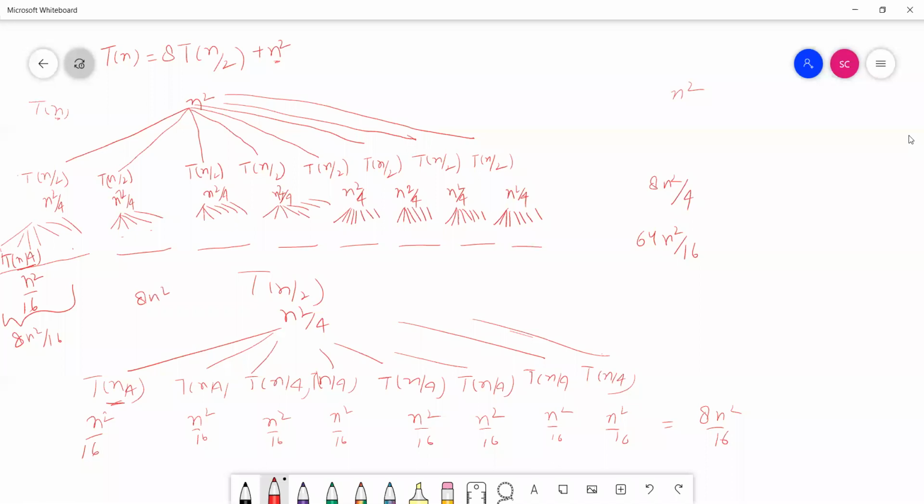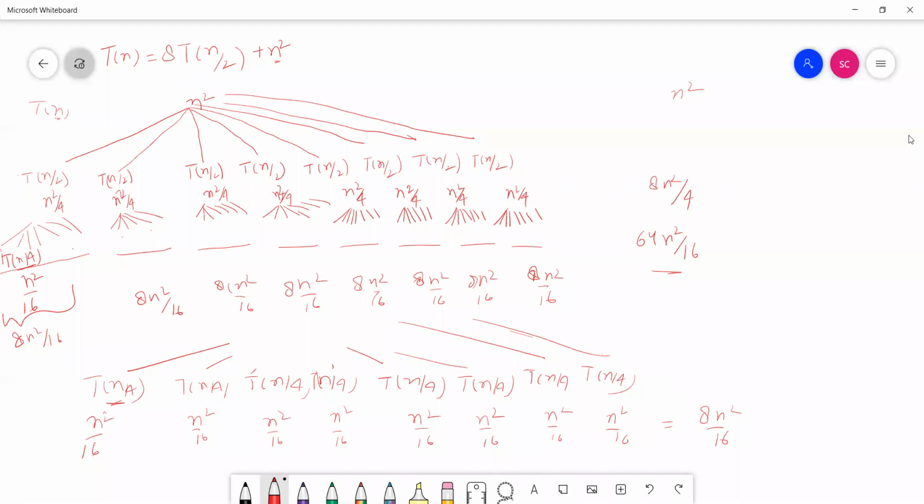Similarly, here also 8n square upon 16. Here also 8n square upon 16, in each of the remaining trees. So total, if you count, we get 64n square upon 16. Is this clear?